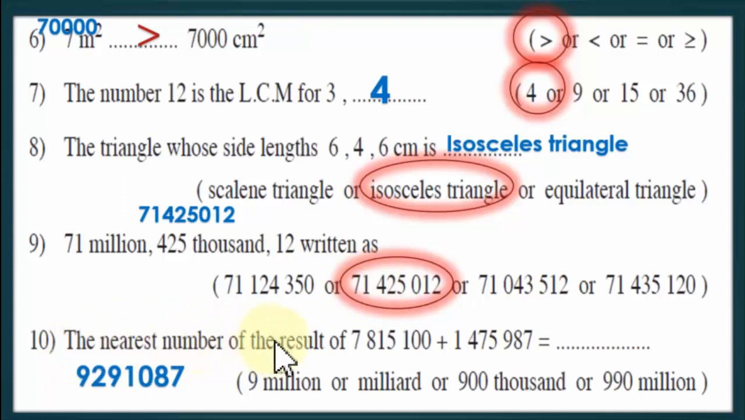The nearest number to the result of 7,815,100 plus 1,475,987. Here we have 7 in the millions place and here we have 1 in the millions place. 7 million plus 1 million equals 8 million. But here we have 8 in the 100,000 place, and here we have 4 in the 100,000 place. So 800,000 and 400,000 increase the value of the millions place. So 7 plus 2 equals 9 million. This number is nearest to 9 million.